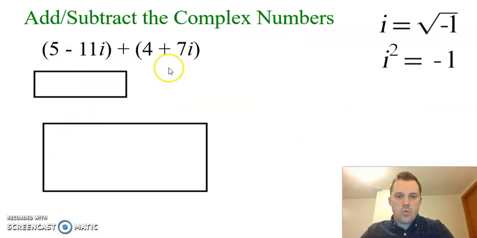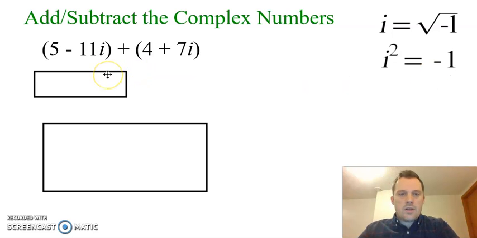So here we have two complex numbers that are being added. We have to treat this i as if it was any other variable, so you can think of it as x. So these are not like terms, right, because we've got a real and an imaginary component. And recall that i is equal to the square root of negative 1. i squared is equal to negative 1. So when we're adding or subtracting, we really don't need these parentheses here. There's nothing to distribute, so we're just combining like terms.